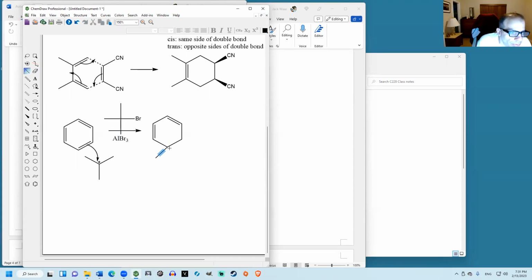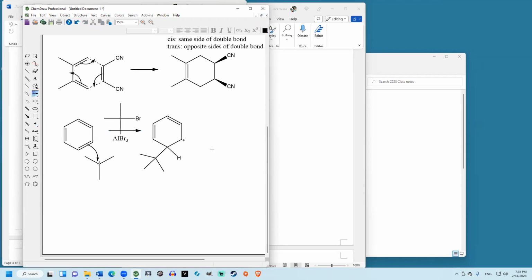So we have our tert-butyl group here, not very well drawn. And this hydrogen was there to begin with. So that's the first intermediate. You should be able to draw the other two resonance forms as well. Dr. Wass, do we have to show the aluminum bromide taking off the bromine from the alkyl halide? No, that's in the class notes. Okay, thank you.